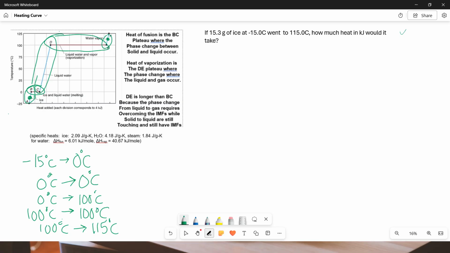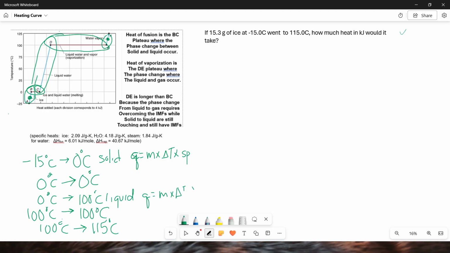When we are in a phase, so this is the solid phase of water, we're going to use the specific heat formula where Q equals the mass times the change in temperature times the specific heat. And we're going to do that 3 times. Here we have the liquid, so we're going to use Q equals mass times the change in temperature times specific heat. And then again down here in the gas phase, we're going to use the same formula again. I don't have enough room to write that.